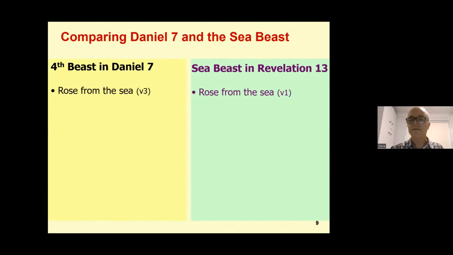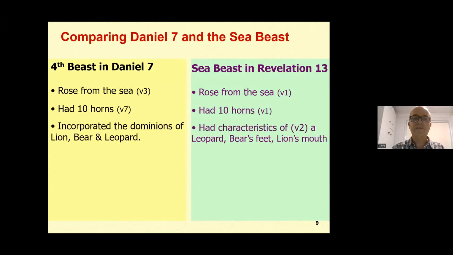So we can see that in both chapters, in Daniel and Revelation, both of them rose up from the sea. And that's the Great Sea, the Mediterranean Sea. They both had 10 horns. In Daniel 7, the beast incorporated the dominions of the lion, the bear, and the leopard. And in Revelation 13, verse 2, if you glance there, you'll see that the beast had characteristics of a leopard, a bear, and a lion. And in particular, it had the lion's mouth.